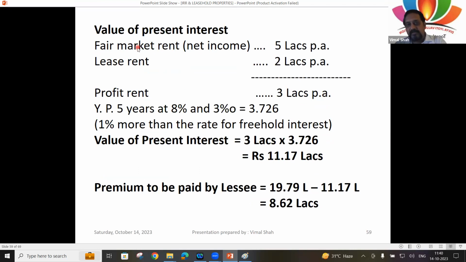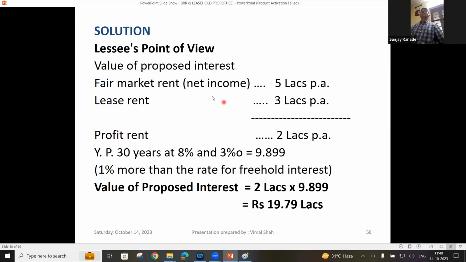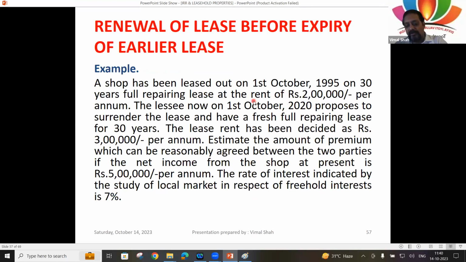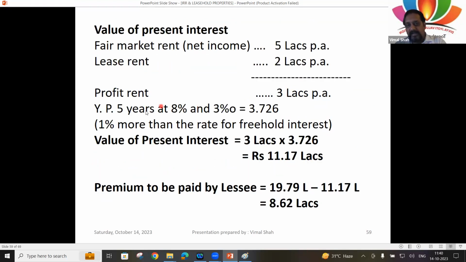Now value of lessee's present rent, it is 5 lakhs minus 2 lakhs, that is 3 lakhs profit rent. Again 3 lakhs minus whatever is the outgoings, because it was on full repair lease, right? That net profit rent we will capitalize. Now what was the unexpired period of lease? Only 5 years. If the old lease continued, the lessee could take advantage of it for 5 more years. So that interest is coming what? 11 lakhs. So now what is the premium to be paid by lessee? The difference of the two. So lessee will agree to pay a premium of 8.62 lakhs.